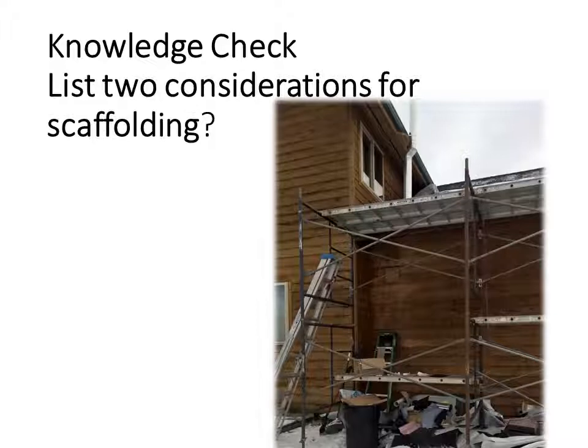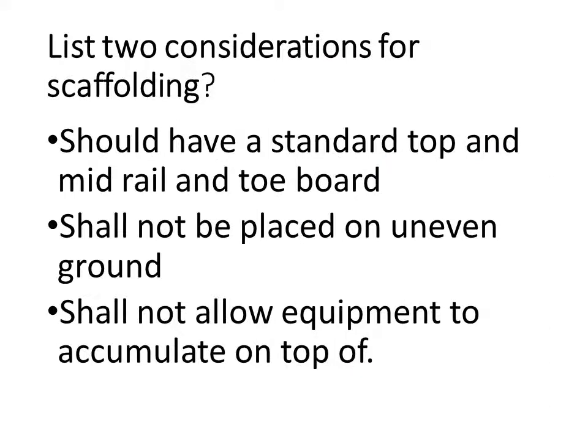And this particular worker was wrongly using an A-frame ladder or a freestanding ladder and leaning it up against the scaffolding to get access up onto it. The scaffolding has ladders built into it that he just didn't bother to put into place. But it should have had a standard top, mid-rail, and toe board. It should be placed on even ground and not allow equipment to accumulate on the top of it.